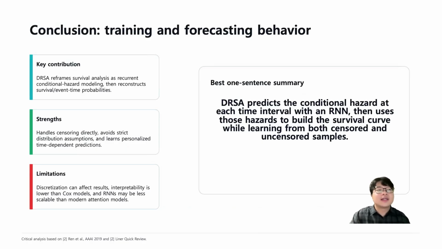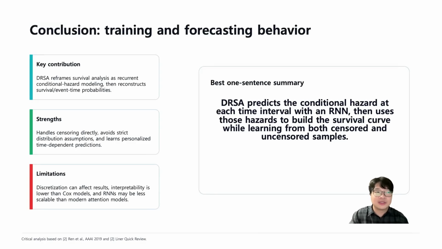Conclusion. To conclude, the key contribution of DRSA is that it reframes survival analysis as recurrent conditional hazard modeling. Instead of directly predicting the event time, DRSA predicts the conditional hazard at each time interval. Then it reconstructs the survival curve and event time probability using the probability chain rule. The strengths of DRSA are clear. First, it directly handles censored data. Second, it avoids strict survival distribution assumptions. Third, it learns personalized time-dependent predictions.